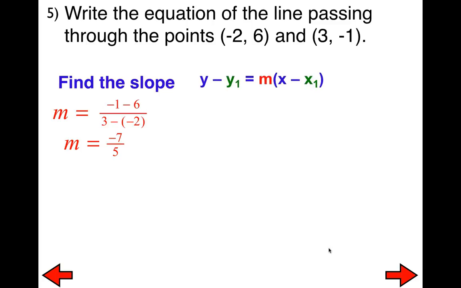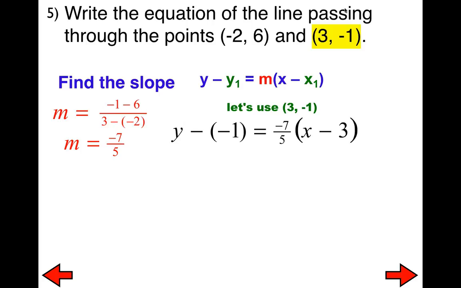Okay, then you use point slope form. You replace the y sub 1, the slope, and x sub 1. So just a friendly reminder, it doesn't matter which one you choose. In this case, I did choose 3 comma negative 1, just because the numbers are relatively a little bit smaller. I'm going to plug it in. Notice negative 1 was replaced for y sub 1, and 3 was replaced for x sub 1. And of course, slope was replaced with negative 7/5.